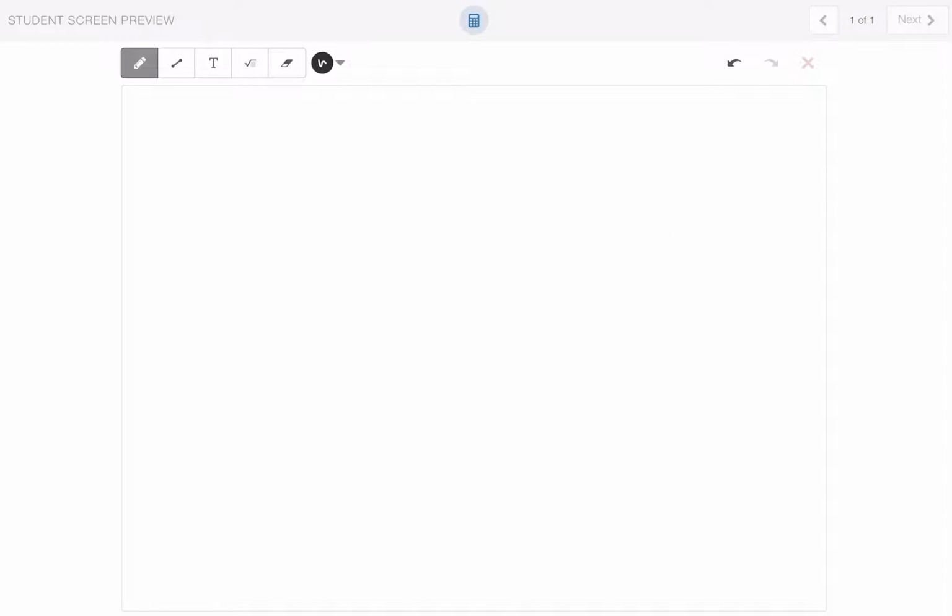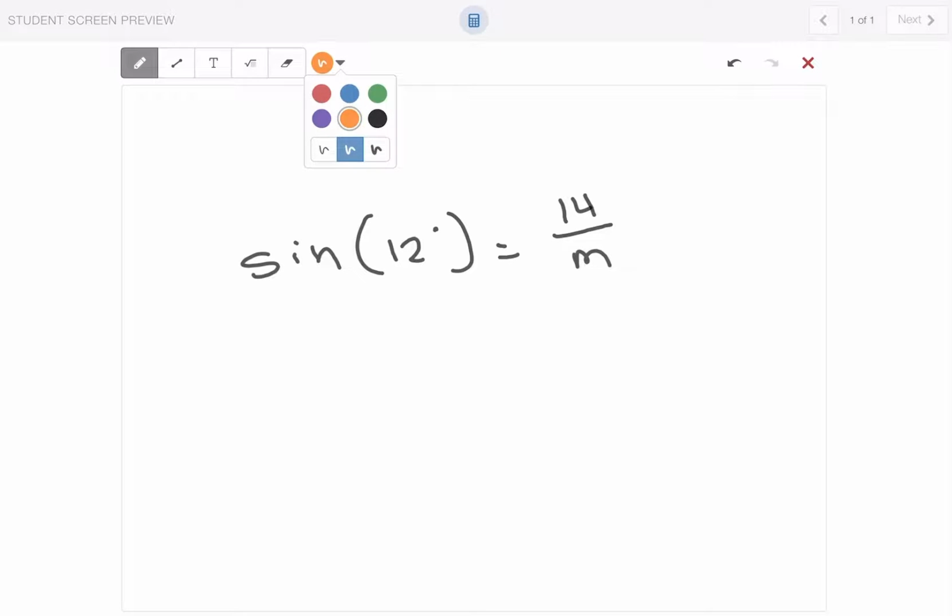But let's talk about what if our variable is in the denominator. So let's look at a sine problem. Let's say the sine of 12 degrees is going to be equal to 14 over m. Now looking at this, the first difference is different values, right? 12 and 14 and a sine instead of a cosine. But the main difference I want you to focus on is that the variable is now in the denominator.